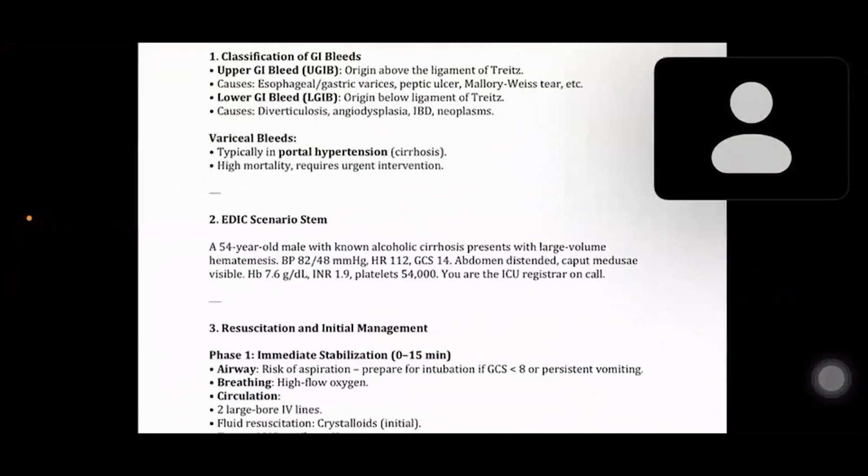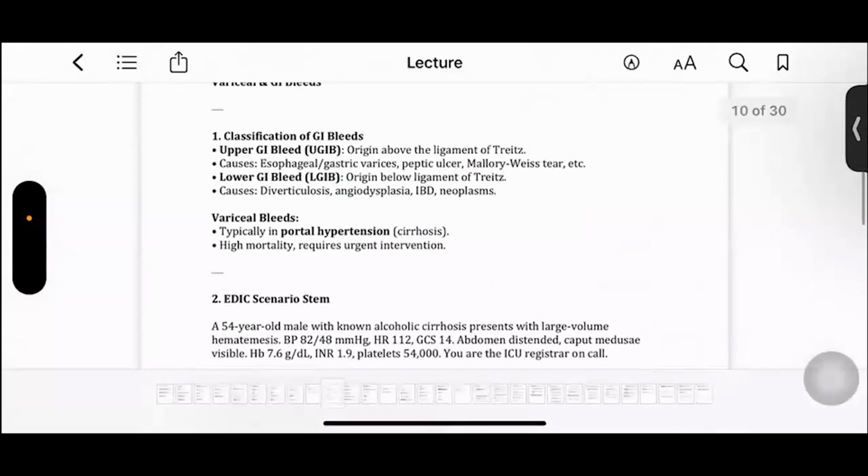We were doing variceal bleeds. So basically, variceal bleed is a type of GI bleed. There are so many types of GI bleeds: upper GI, lower GI. We did it like above the ligament of Treitz, it's upper GI territory. Below the ligament of Treitz, it's the lower GI territory.